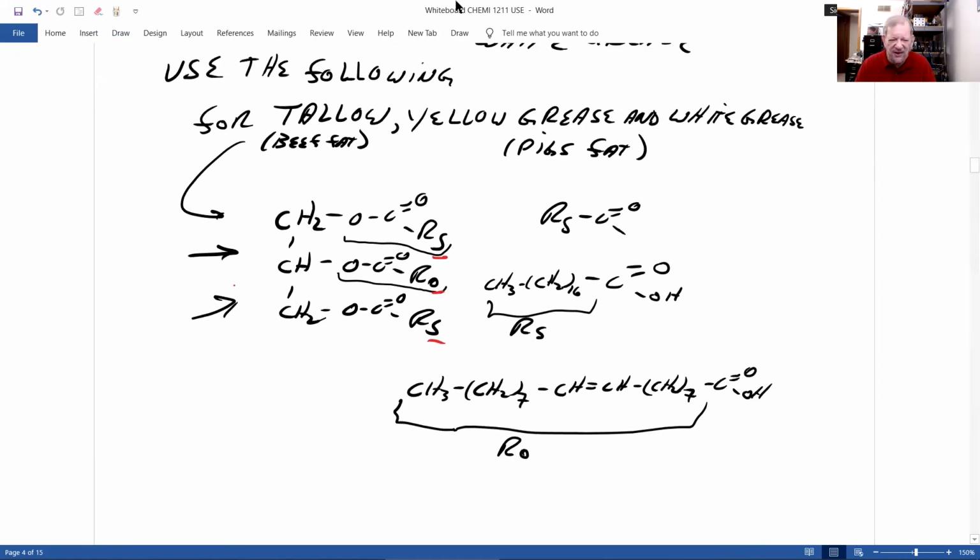So this is the structure I would like you to use when we react either yellow grease, white grease, which is pig's fat, or tallow.